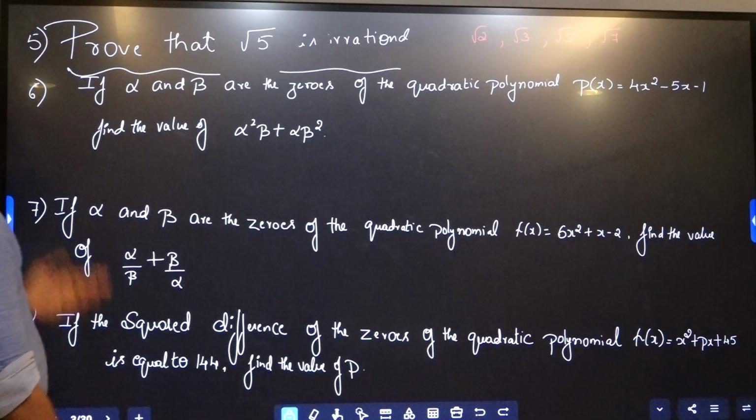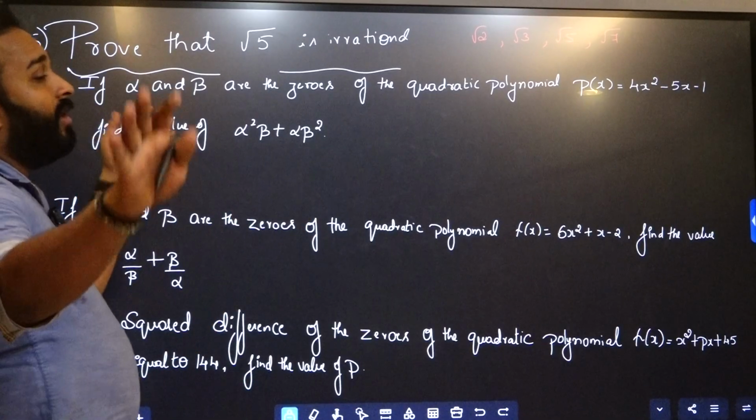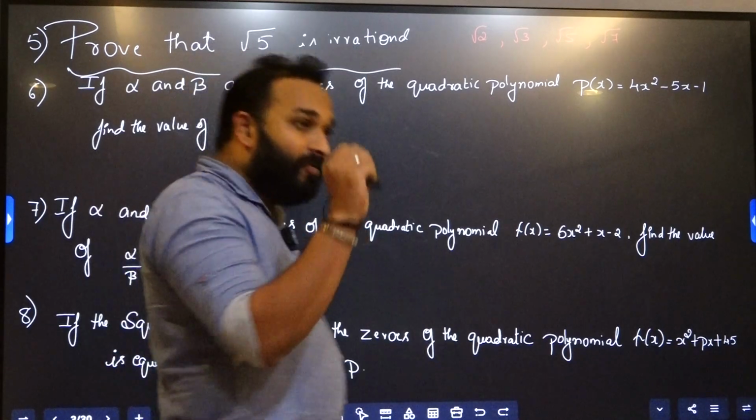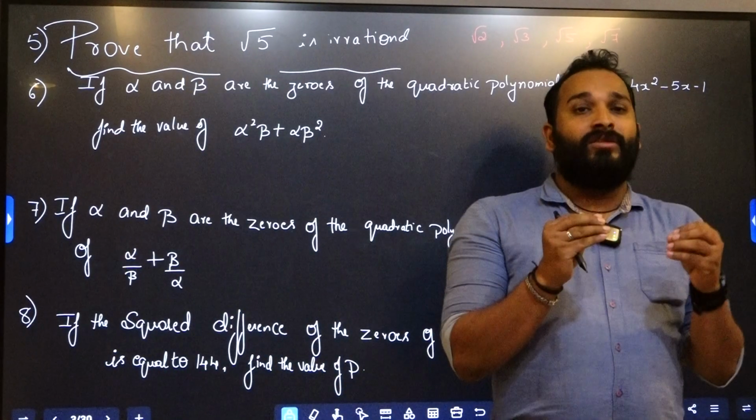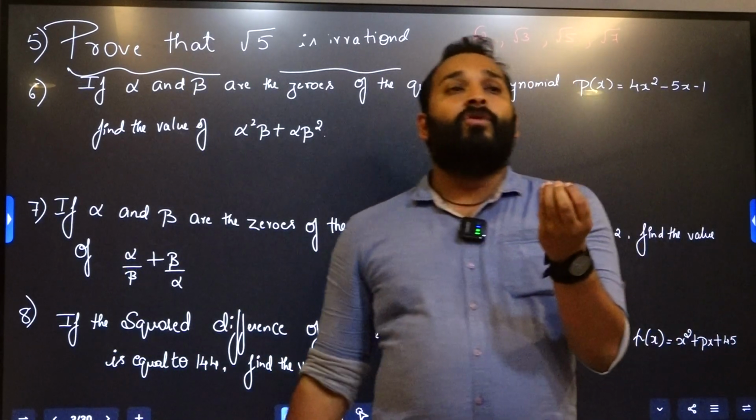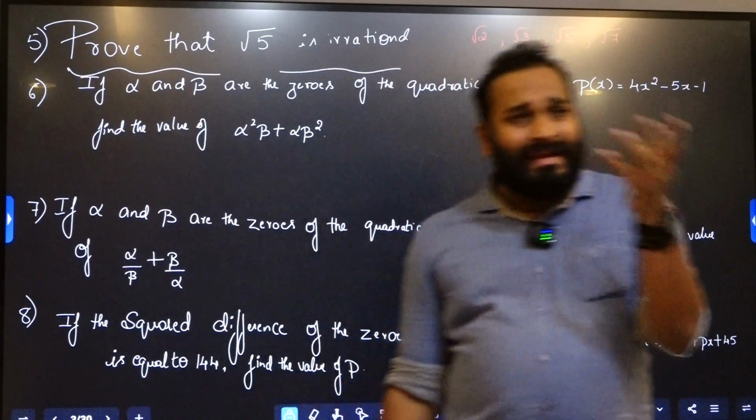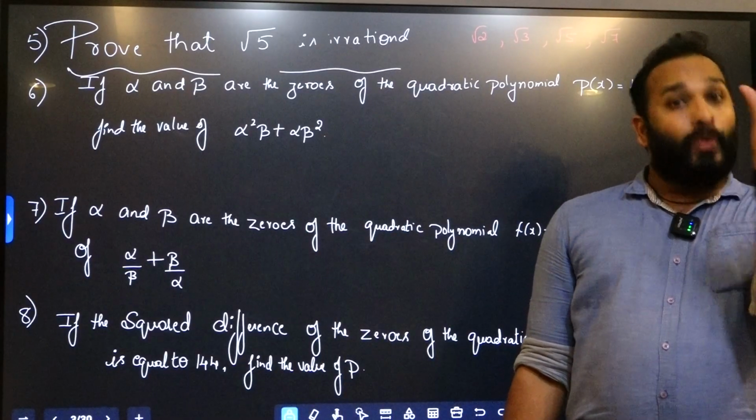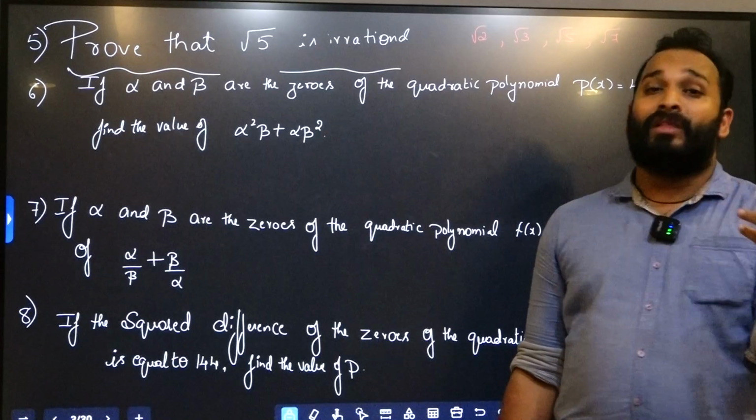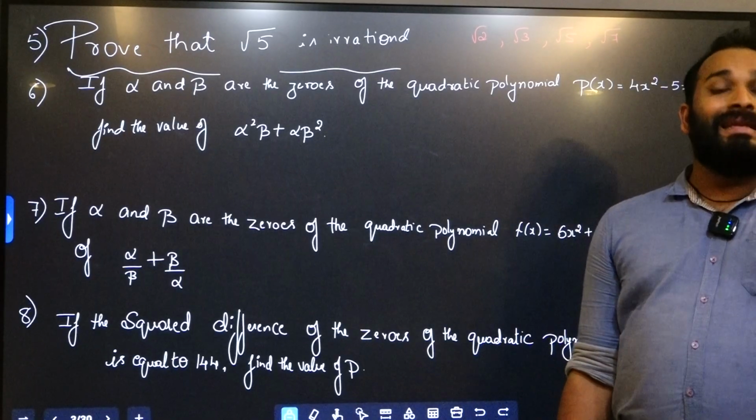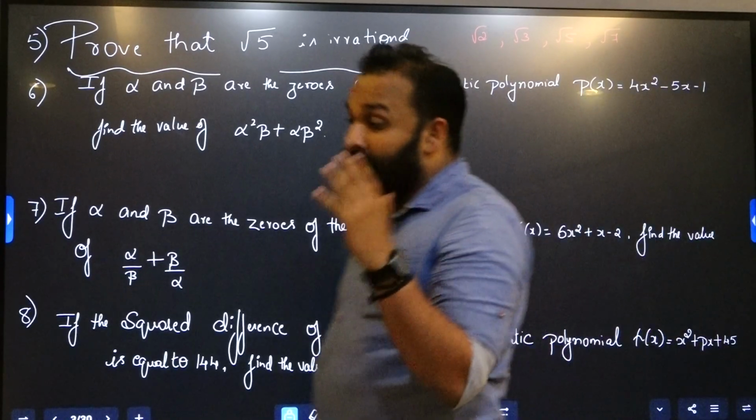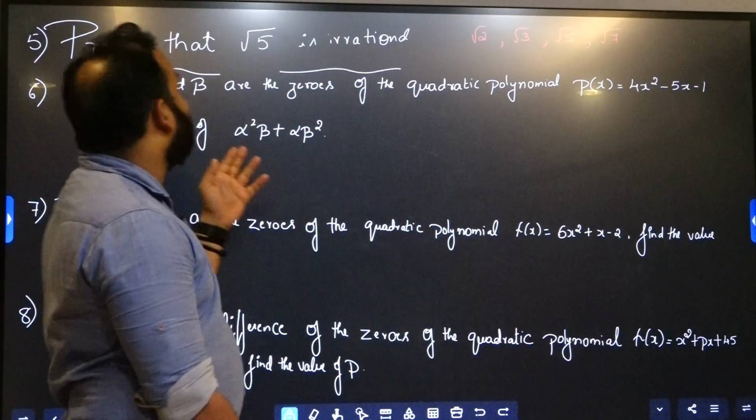Then, if alpha and beta, very important in the polynomials chapter, children, we are expecting questions where they will give you some identity-related question where you have to use an identity to solve that. From the question, you can easily take alpha and beta, or alpha plus beta and alpha beta. Then they will ask you something like this. Look at this.